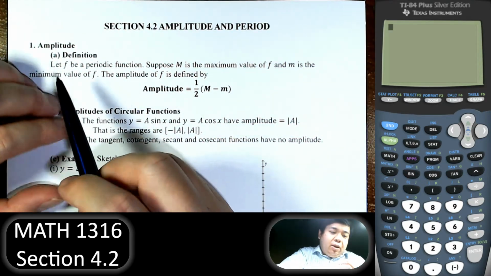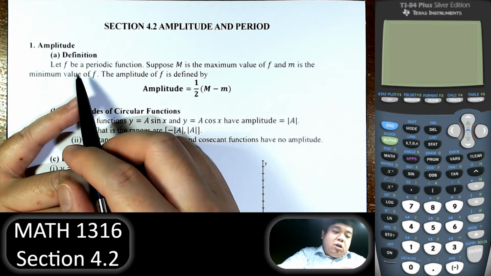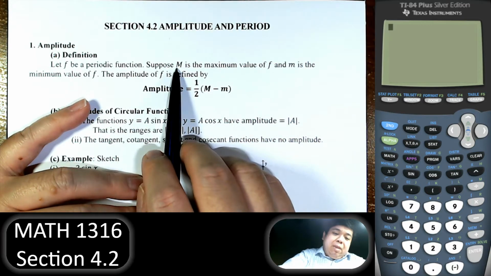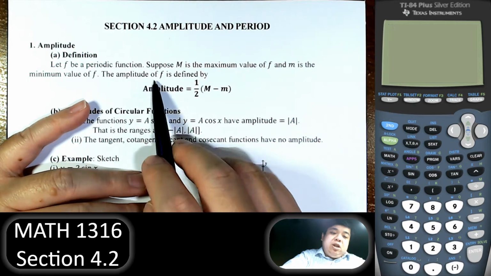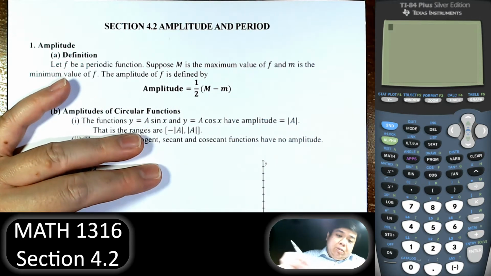Amplitude. Definition: let the function be a periodic function. Suppose M is the maximum value of f and m is the minimum value of f. The amplitude is defined to be the average of the maximum and the minimum values.